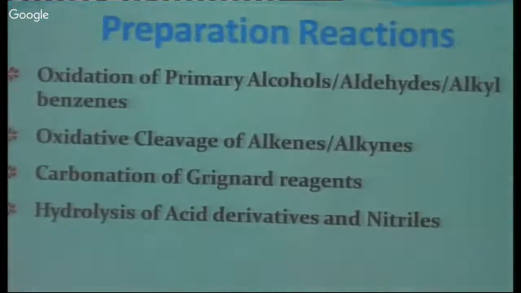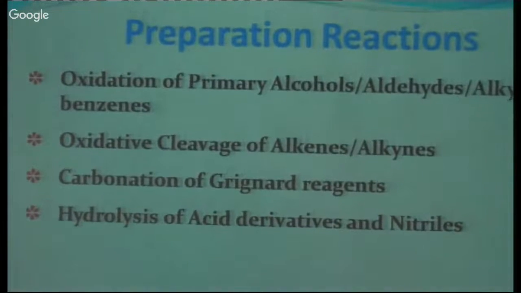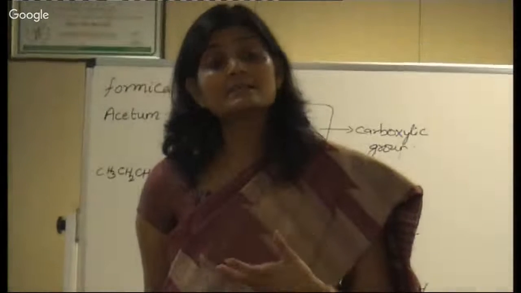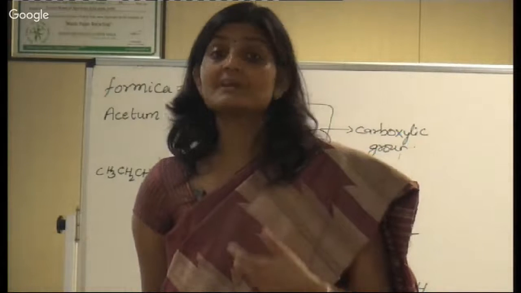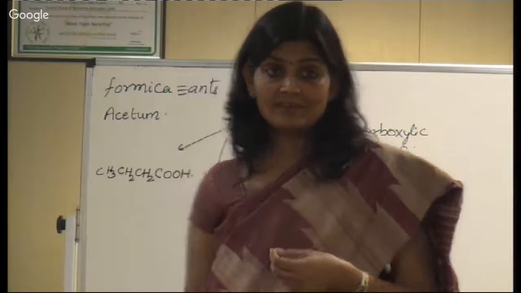Next would be the hydrolysis of acid derivatives and nitriles. We will see how acid chlorides, acid anhydrides, esters and nitriles can be hydrolyzed in acidic or alkaline conditions to give carboxylic acids having the same number of carbons. Okay.